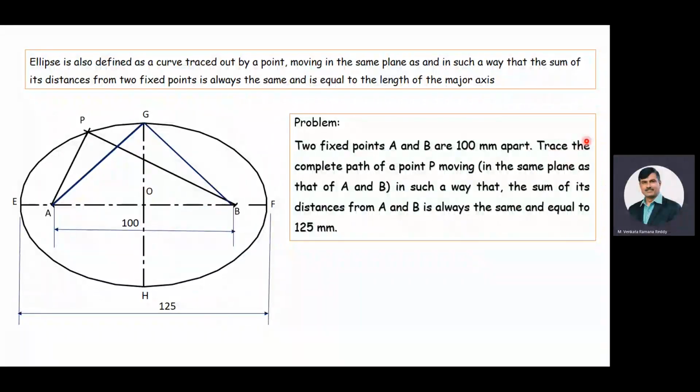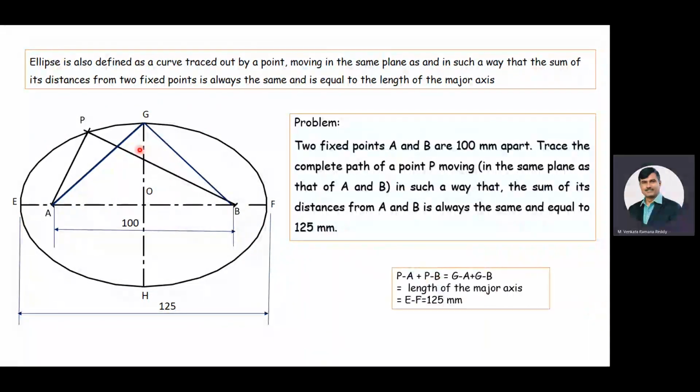That is, here the ellipse definition is given in the problem. That is, trace the complete path of a point P moving in the same plane as that of A and B in such a way that the sum of its distances from A and B is always the same and equal to 125 mm. That is, the sum of the distances, say P2A plus P2B, is equal to the length of the major axis, which is equal to EF, which is equal to 125 mm, and also the sum of the distances G2A as well as G2B is equal to the length of the major axis, say EF, which is equal to 125 mm.